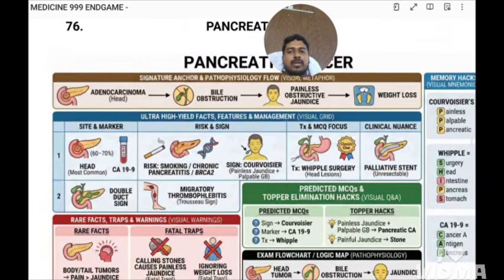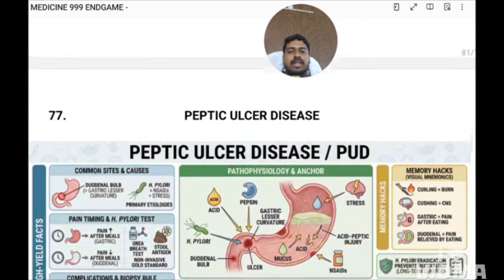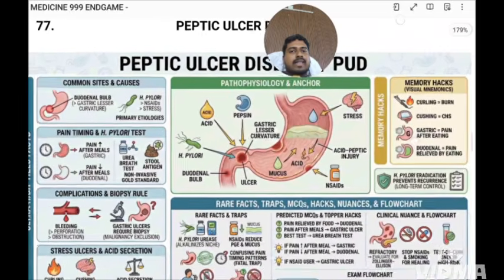Next, coming to pancreatic cancer, adenocarcinoma, we had covered this in pathology also. So here I am not going to cover it. Please watch it from pathology. Next, we have peptic ulcer disease. Say GERD is reflux of acid.